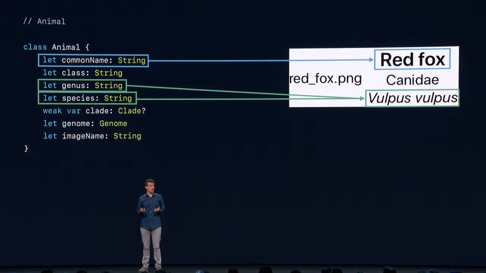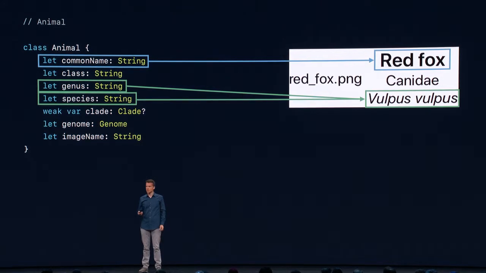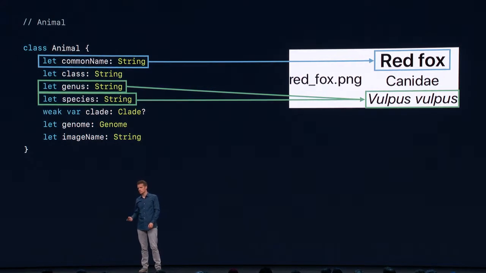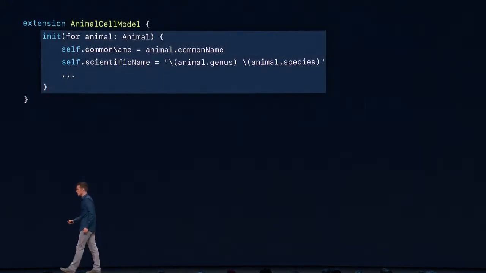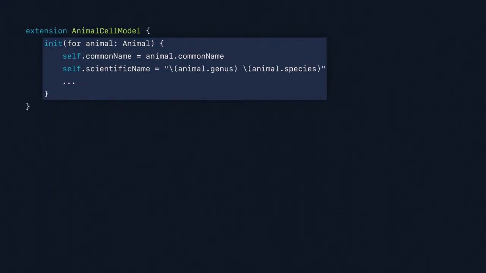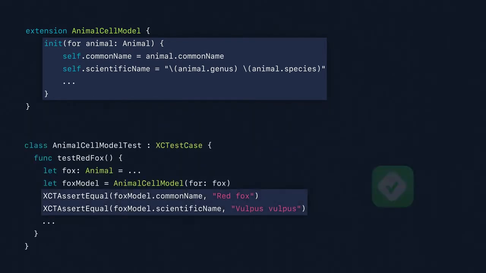That transformation and extraction process is error-prone, but using a view model makes it explicit. Here is a view model, our animal cell model in particular, being constructed from a model object. We can clearly see the data being pulled out of the model object and combined so that we can show exactly what we want to our users. And having this be explicit is invaluable because it makes it so easy to test.